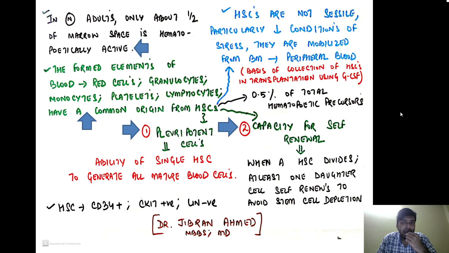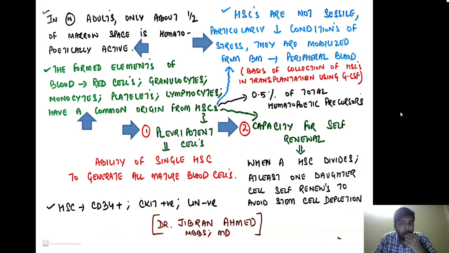So whenever a cell divides, there are two cells formed. One cell goes towards the path of differentiation and will form either the myeloid or lymphoid series, whereas the other cell will divide and form hematopoietic stem cells only. So these are the two important properties of hematopoietic stem cells. They are pluripotent, that is, they can generate all the blood cells, and they have the capacity for self-renewal. They preserve their own population.